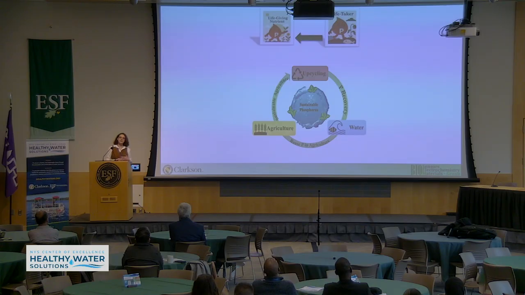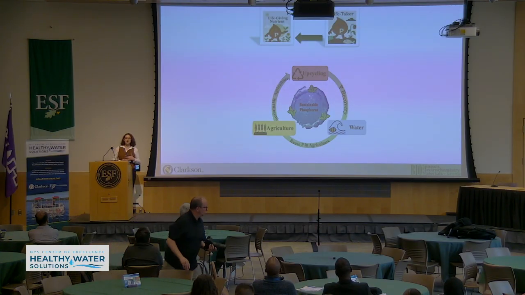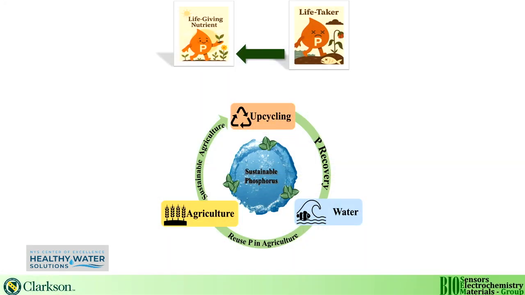Our purpose is to turn this life-taker back into a life-giving nutrient. To do this, we are using waste materials like spent coffee grounds and sawdust. We modify them for phosphorus adsorption. Here, upcycling has a crucial role because it lowers the waste and decreases the cost. After adsorption, we are trying to use this phosphorus-enriched material as a slow-release fertilizer again to protect nature and close the phosphorus loop.